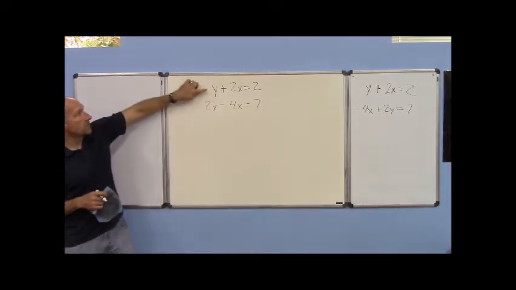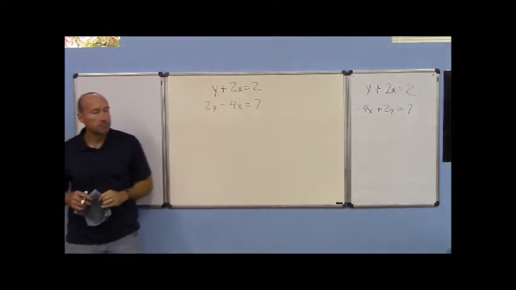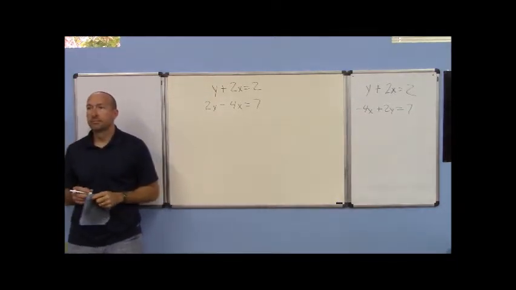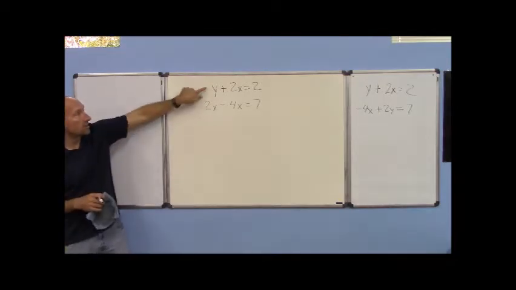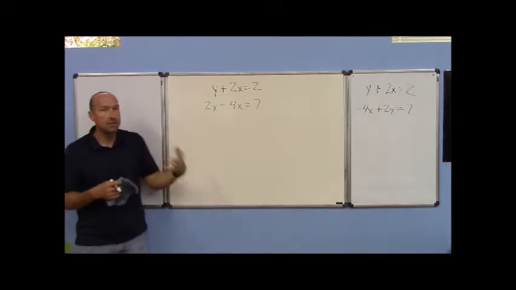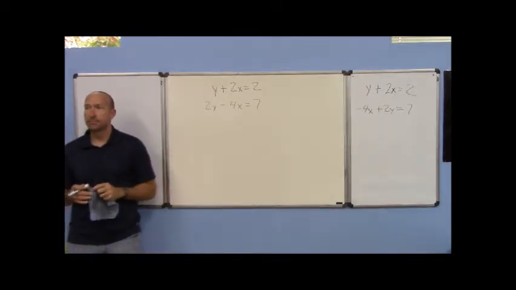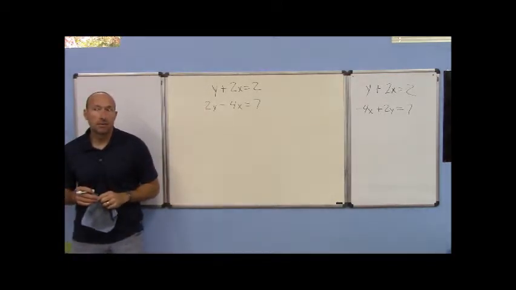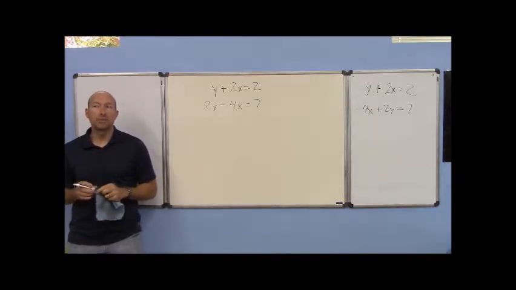Let's focus on this equation. How could you change this equation to make it fit here? We're not changing it into this equation, we're just going to rename this so that we can use the addition method. What's that? Add 2. Where would you add 2?